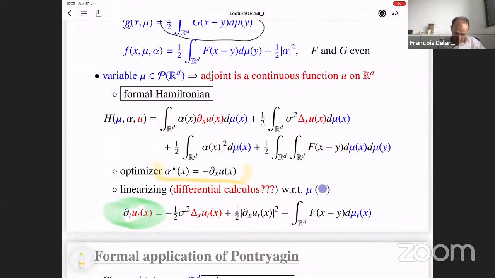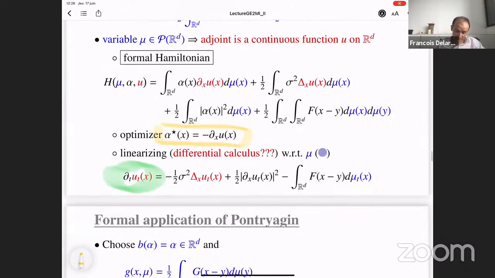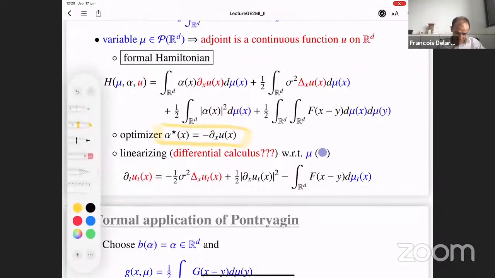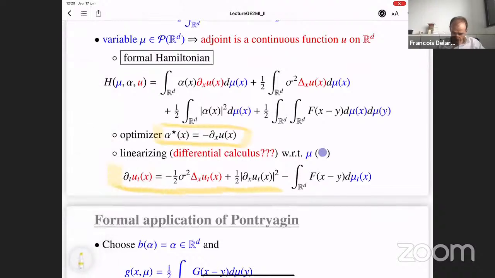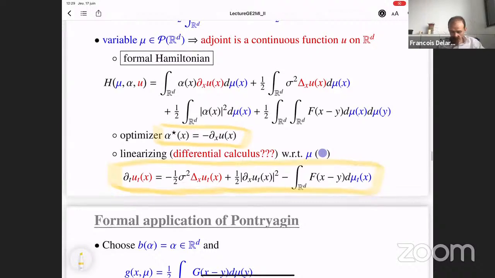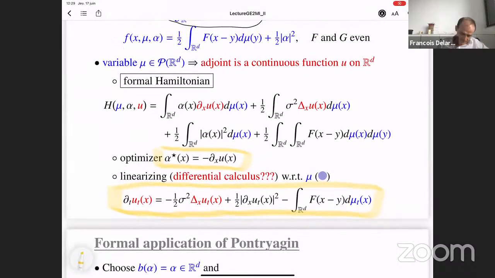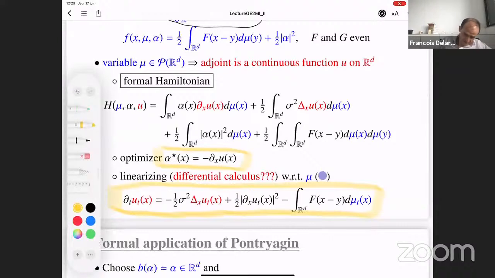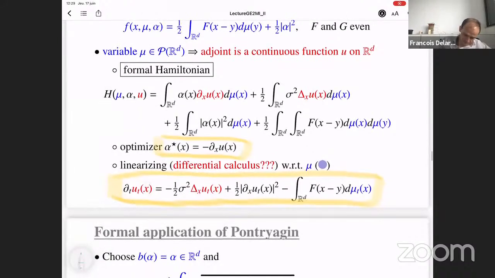So you say u will be understood as the dual variable, and the dynamics of this dual variable is exactly given by the Pontryagin principle. And so you have the Pontryagin principle here. And now the way you get the Pontryagin principle is to get the derivative of the Hamiltonian with respect to the state variable.